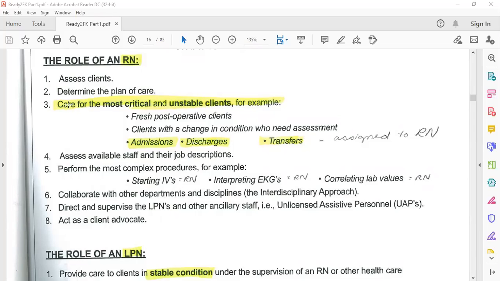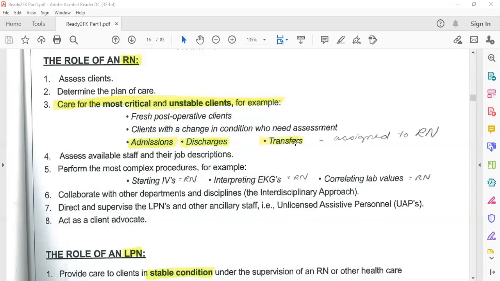So, also the most critical client, the unstable client. Who is unstable? The patient whose vital signs are fluctuating, not within the normal range. Also, a fresh post-operative client, they are not stable. That is a client with a change in condition who needs assessment, meaning vital signs are fluctuating. During the admission, the RN should do this. During the discharge, the RN should be there.